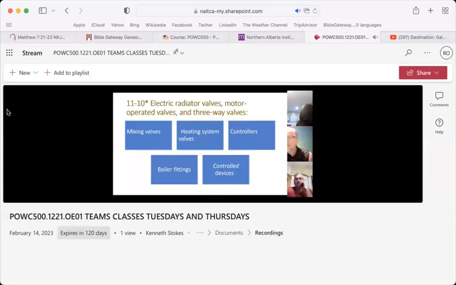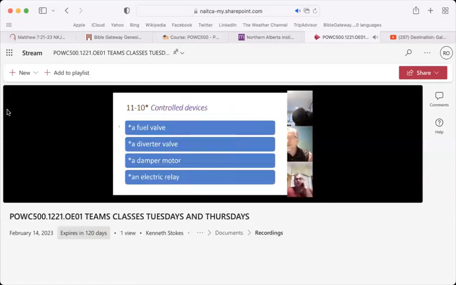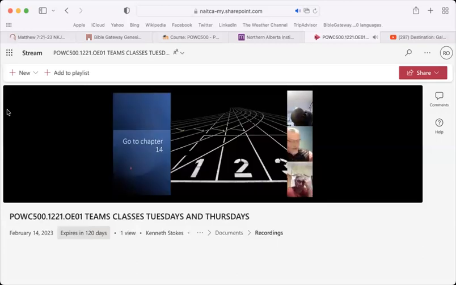Thermostat senses air temperature. Okay. Electric radiator valves, motor operated valves, and 3-way valves are control devices. Control devices, all of the above: fuel valve, diverter valve, damper motor, electric relay.